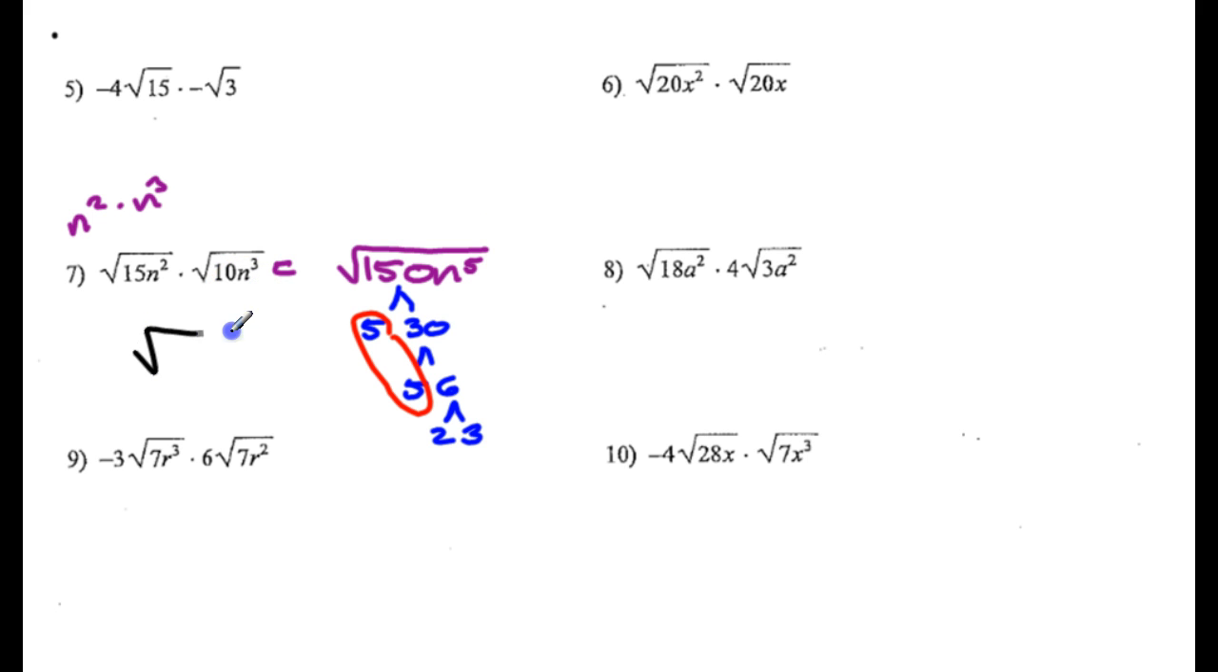Let's put the radical sign, and start filling in the outside and inside. My pair of 5s came out, so that's a 5 on the outside. The 2 and the 3 stayed on the inside. Put them back together by multiplying. 2 times 3 is 6.